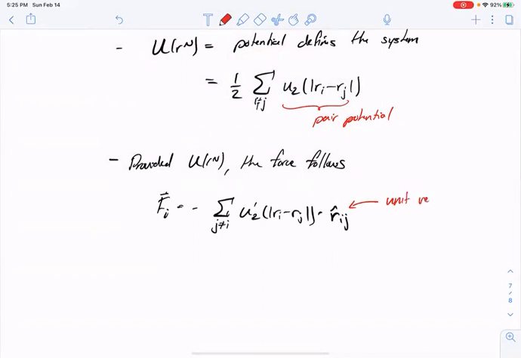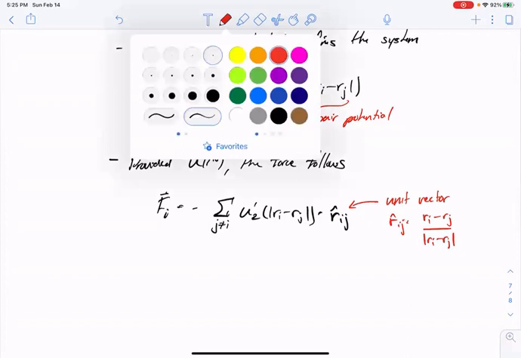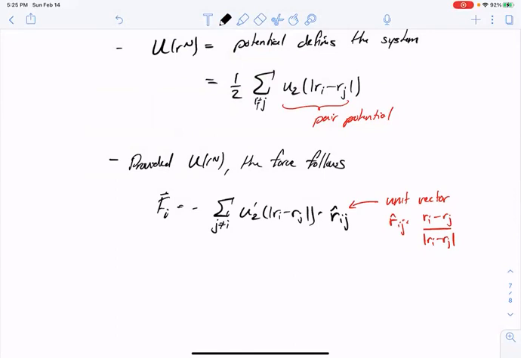So the magnitude is just the derivative of the potential, and the direction is the unit vector r_ij hat, which is r_i less r_j divided by the magnitude |r_i - r_j|. And therefore we have everything we need to run through a Verlet algorithm. We have the force, which is computable by a sum over all other particles, put through a pair potential, and iterated.